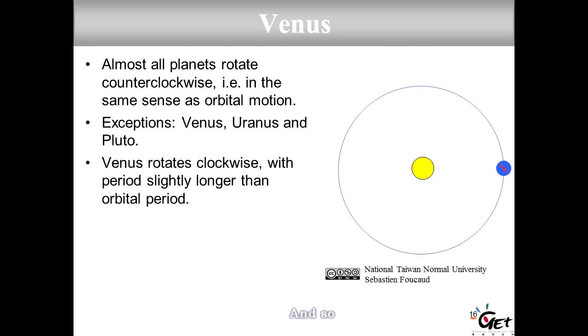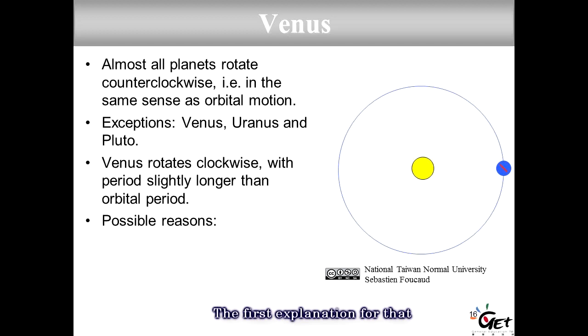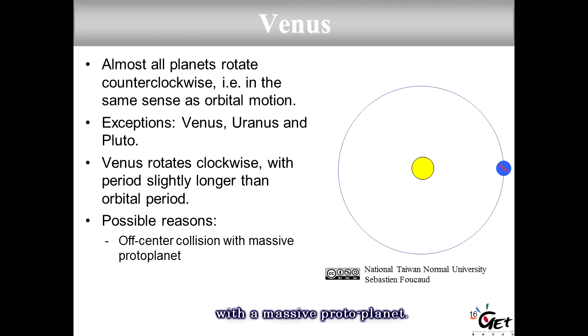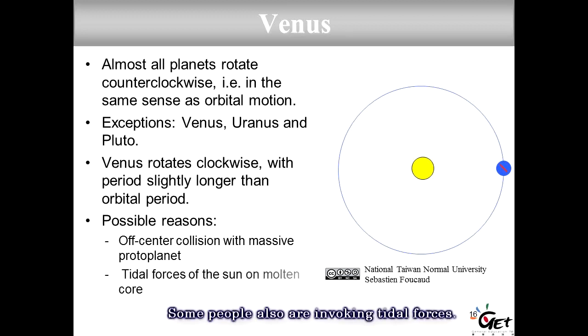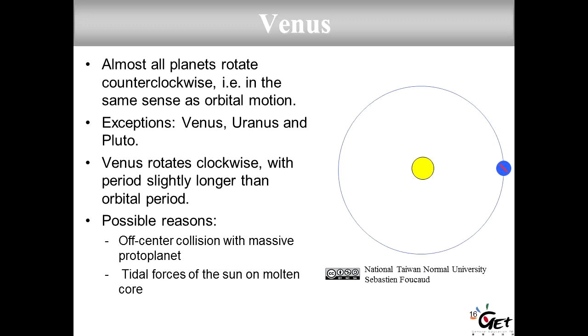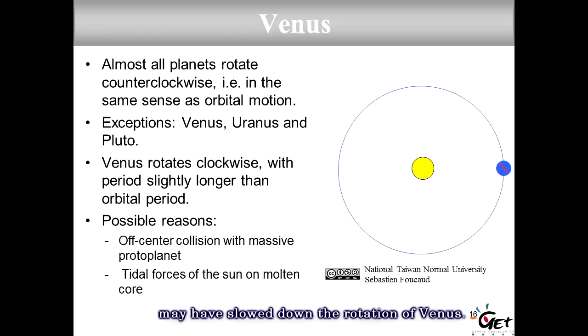As a result of its clockwise motion, sorry, it's turning very, very slowly. So the rotation period is very long. The first explanation for that is the off-center collision with a massive protoplanet. Some people are also invoking tidal forces. I mentioned two weeks ago the effect of tidal forces on the moon. Well, this is the same explanation for why the moon is synchronized with its rotation around the Earth, you remember, two weeks ago. So this kind of same forces, tidal forces, may have slowed down the rotation of Venus.